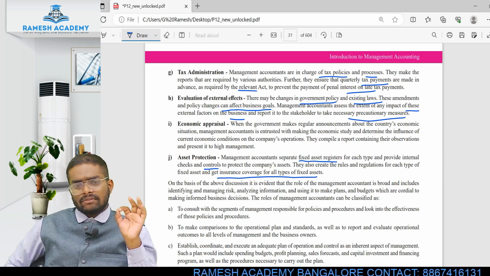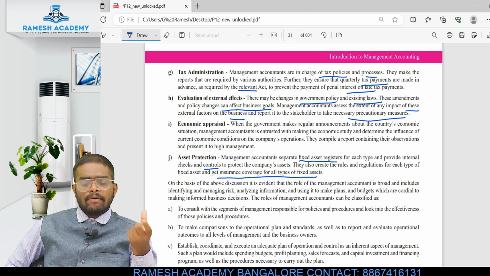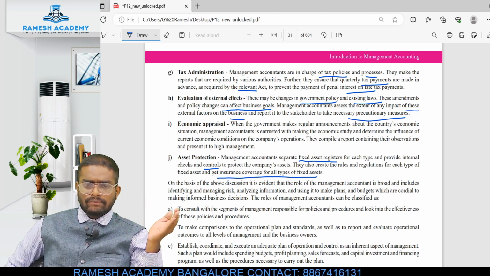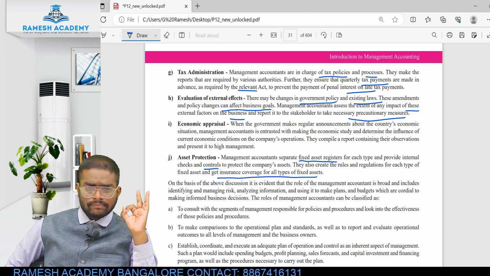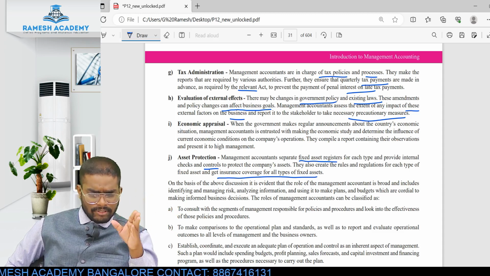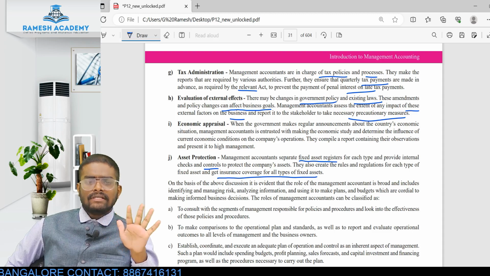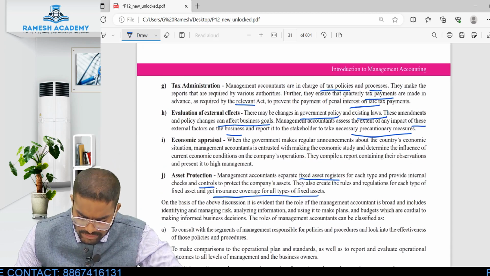See, fixed assets are those which will be in the business for more than one year, and with the help of which we will be earning revenue. So the cost will be huge. That's the reason we have to place proper internal controls, so that a particular person will be the only one allowed to touch this asset. Other than him, nobody can touch it. We will have certain internal controls. Next we have economic appraisal.